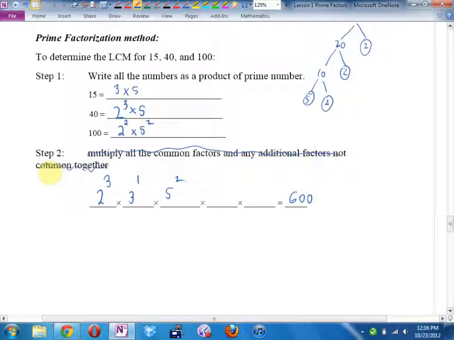It's, hey, do you have a 2? Yeah. What's the biggest number of 2s you need? 3 of them. Does a 3 show up anywhere? Yeah. What's the biggest number of 3s you need? 1 of them. Does a 5 show up anywhere? Yeah. What's the biggest number you need? You need 2 of them.